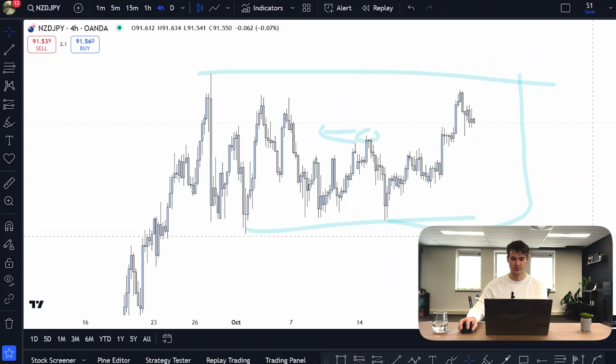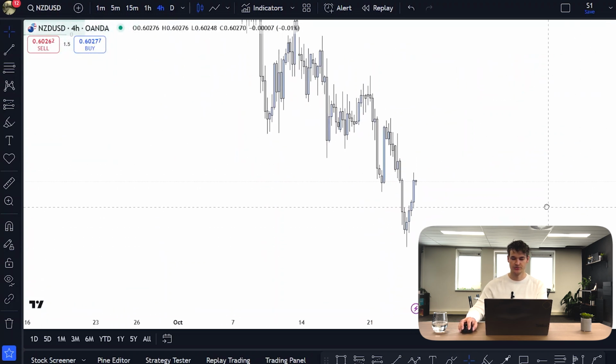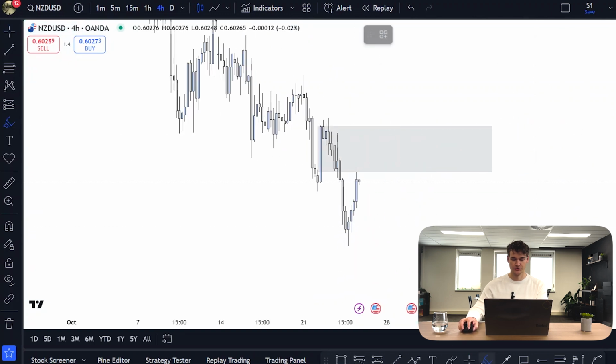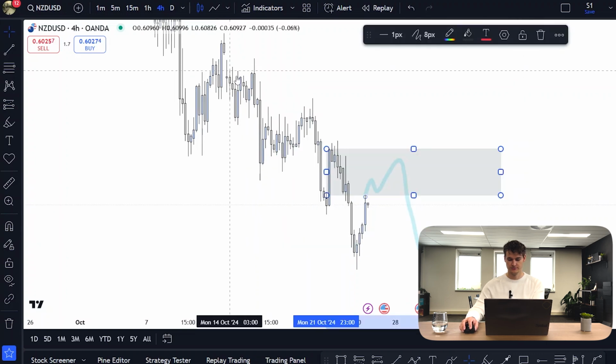Then NZD JPY also playing within a range. NZD USD is very similar to Euro USD. You could look for shorts from that level right there. That's what I would do. Basically looking to continue that bearish order flow.